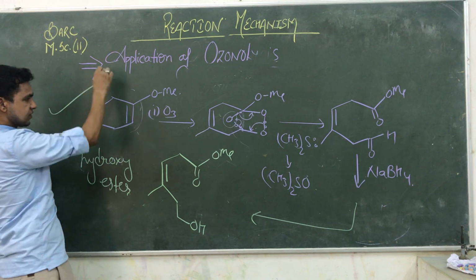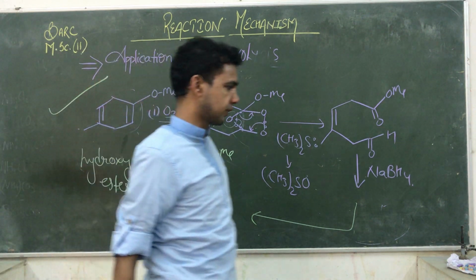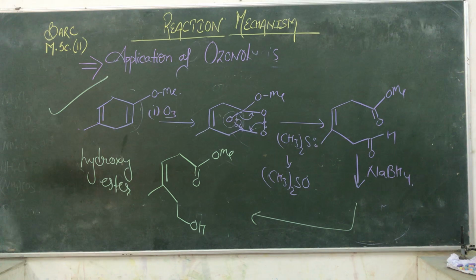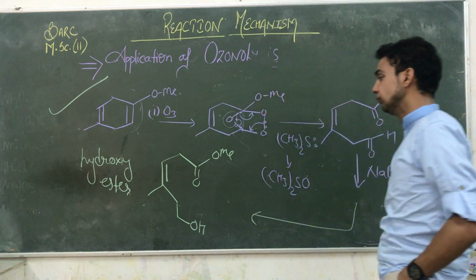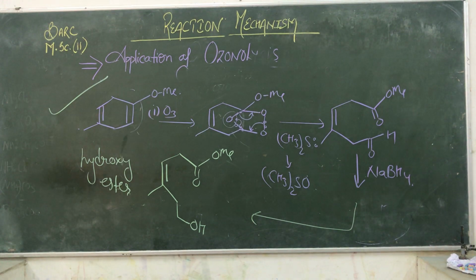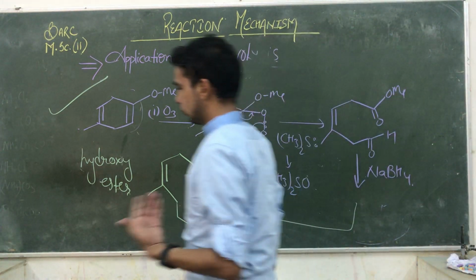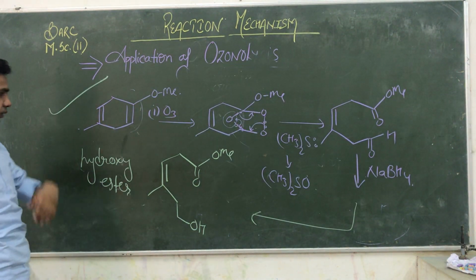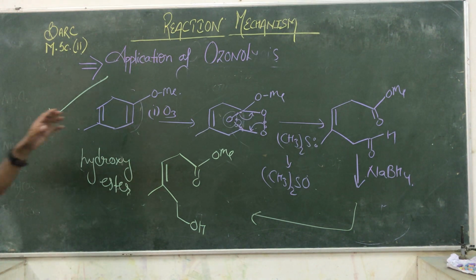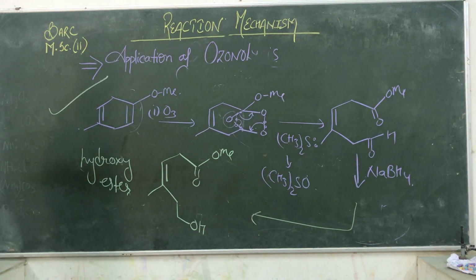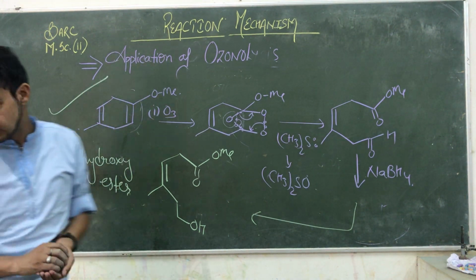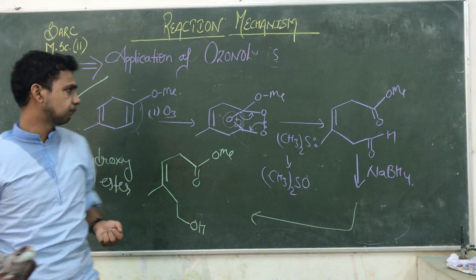So ozonolysis is also used to synthesize a very important compound. This is known as the hydroxy ester, and the hydroxy ester plays a very important role in synthesizing different kinds of medicinal compounds having two functional groups. So that reaction also takes place. It depends upon the nature of the compounds and the kind of reagents we are using here. NaBH4 we are using here. That is another application.